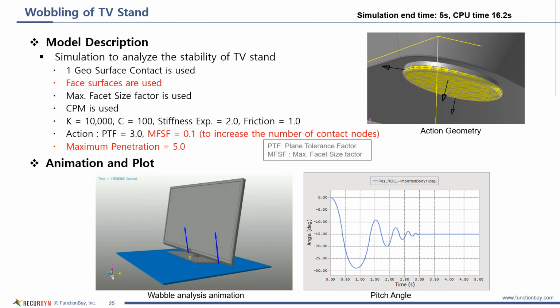This is a TV stand. There is a rubber non-slip pad under the bottom of the TV stand. One geosurface contact is used. Instead of using the entire body, only the surface of the non-slip pad is created and used for contact. Since the non-slip pad is a flat surface, max facet size factor needs to be used. There are many contact points, and the directions of the contact forces are uniform, so CPM is used.